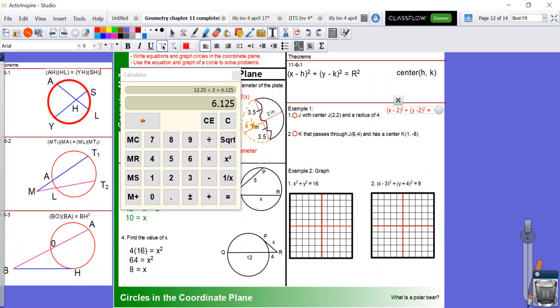4 squared is 16. And so we have the equation of the circle for this radius, or that meets this specifications. And you don't have to take my word for it. We can prove it to you.